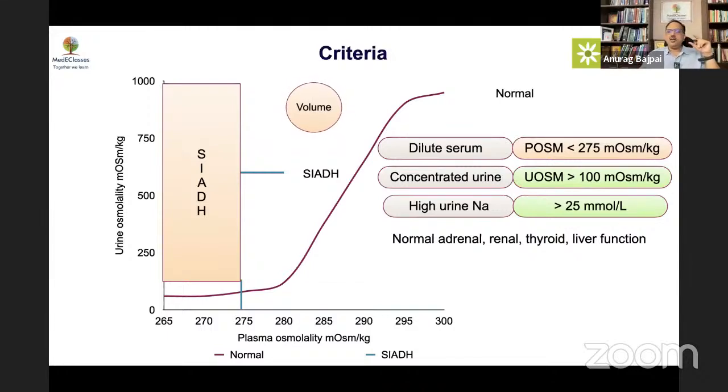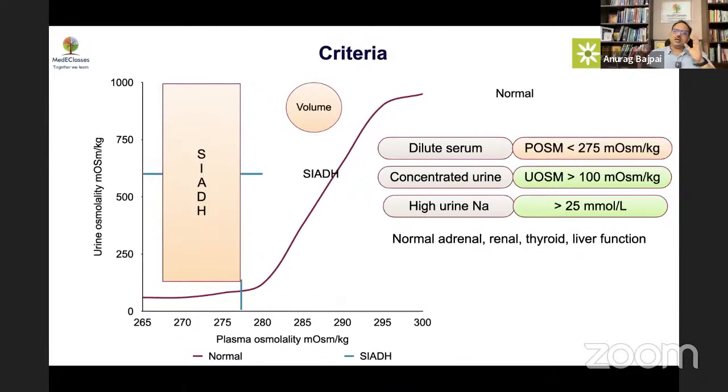Very importantly, if there is hypovolemia, this curve shifts to the left. So in that scenario, again, you will falsely diagnose SIADH. So you should have a clear-cut absence of history of diuretic use or hypovolemia. So dilute blood, concentrated urine, normal adrenal, thyroid, liver, kidney, no diuretic use, no hypovolemia. That's what is SIADH for you in that regard.